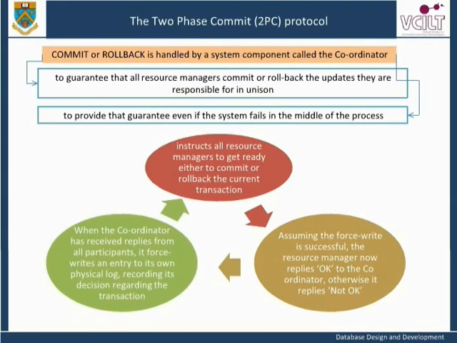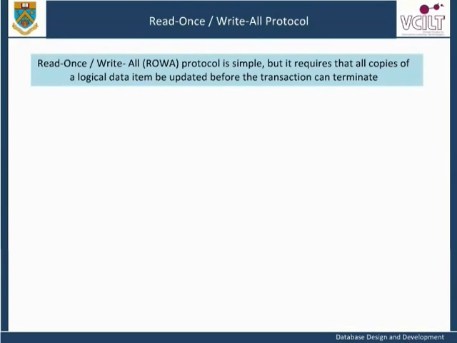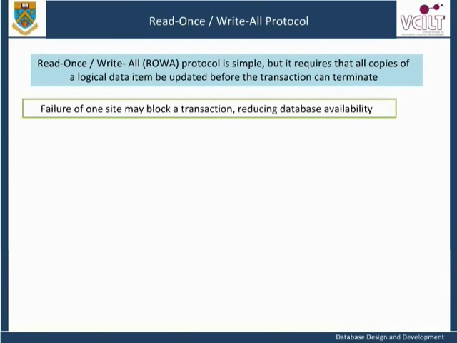The replica control protocol that enforces one-copy serializability is known as the read once write all, or ROWA, protocol. ROWA protocol is simple, but it requires that all copies of a logical data item be updated before the transaction can terminate. Failure of one site may block a transaction, reducing database availability.